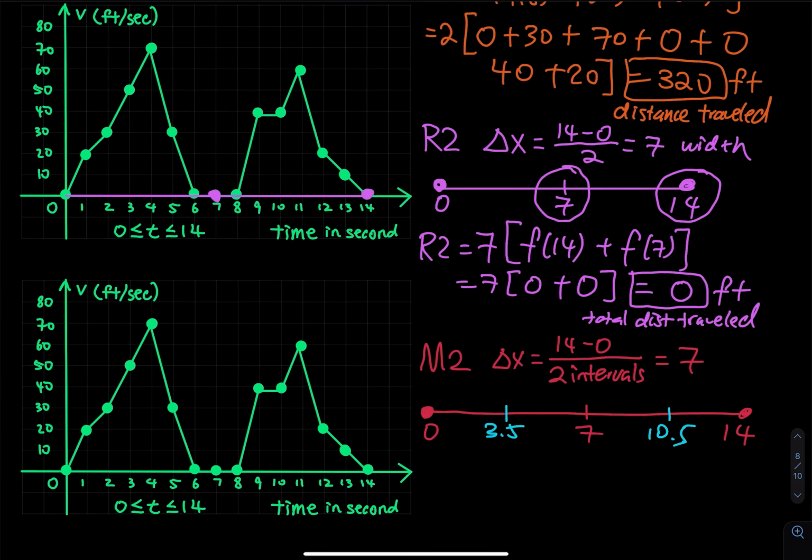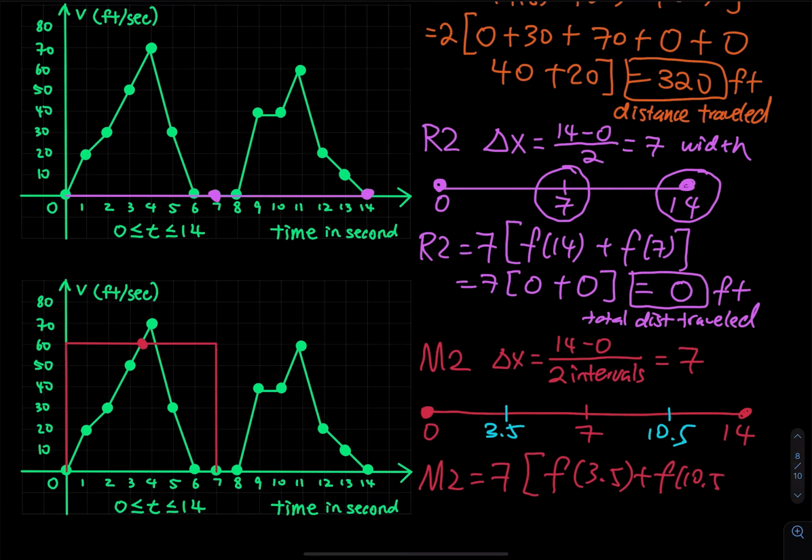Alrighty, so where is 3.5? 3.5 looks like it is right over here, right? And then you extend 7 units, and you go from 0 to 7. There you go. This is your first rectangle. So M2 equals delta x times f of 3.5 plus f of 10.5.